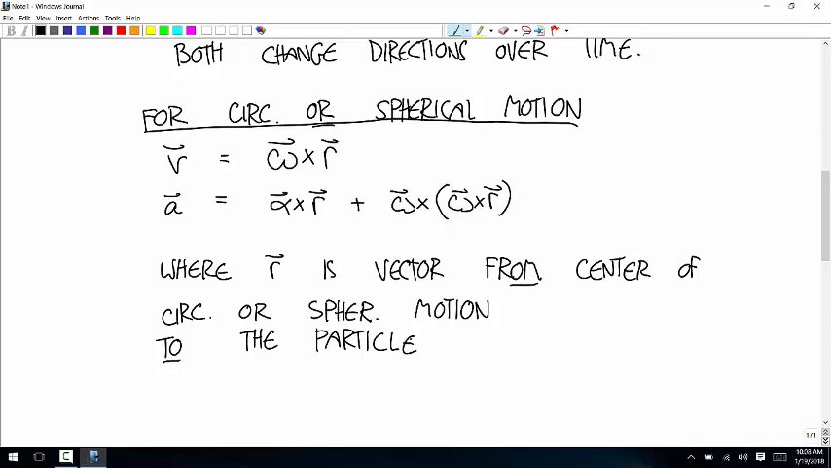So that r vector, if we're talking about circular and spherical motion, the distance between the particle and the center of that motion has to stay constant. But that vector changes in time. Its magnitude is constant, but not its direction. So r has a constant magnitude but a time-varying direction.